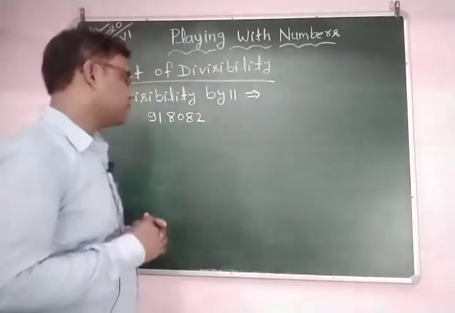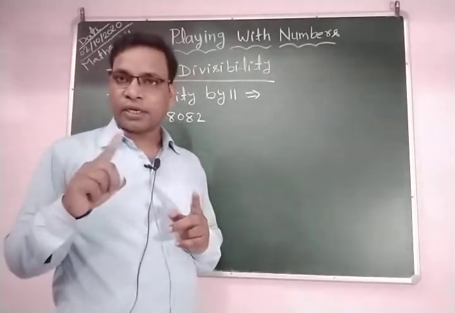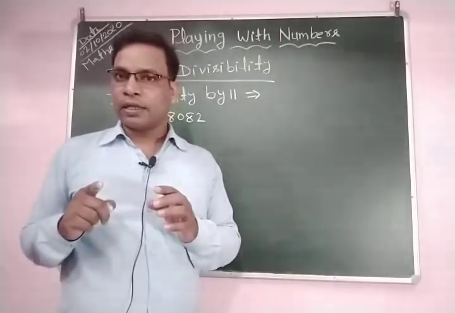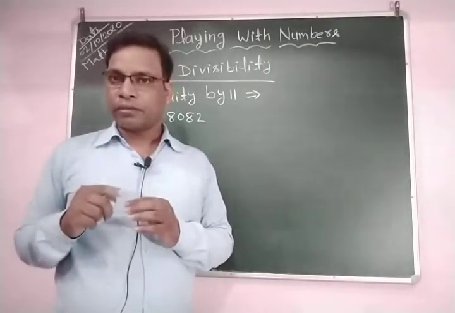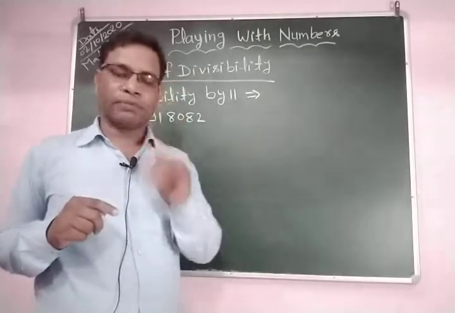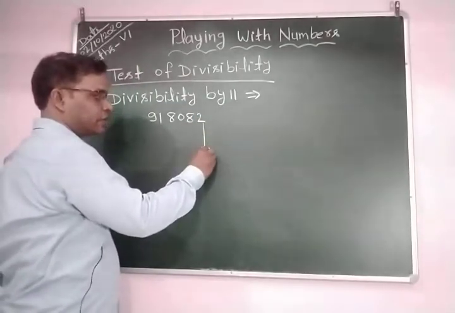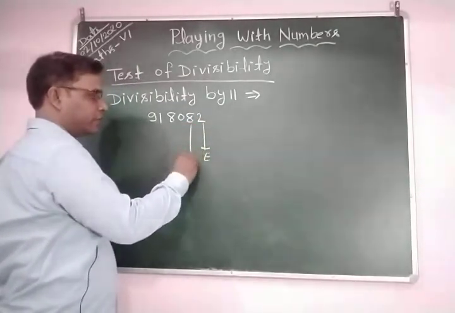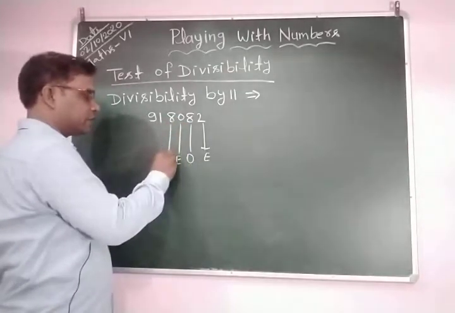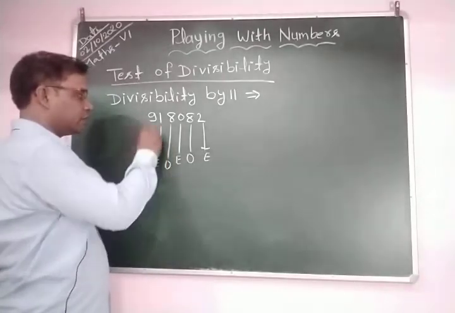So first let's understand what is an odd place and what is an even place. Not odd numbers or even numbers. Don't be confused, because some students confuse odd numbers with odd places. This is an odd place, this is an even place, odd place, even place, odd place, even place, odd place.